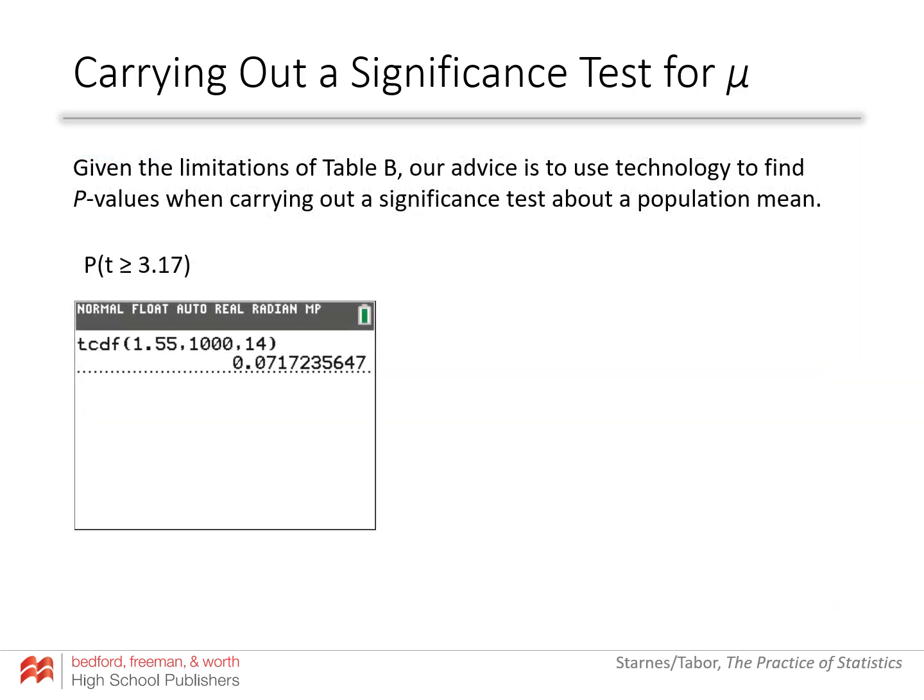So when we're going to do that, we're going to go to second vars and we're going to look for tcdf and we're going to just put that in the calculator. Remember, we have our upper and our lower, or sorry, I think it's the other way around, lower and then upper, yeah. So we have the lower value in the calculator, that's this one.